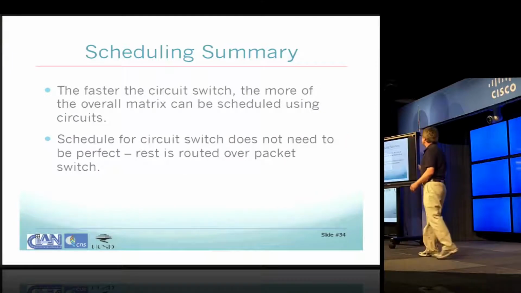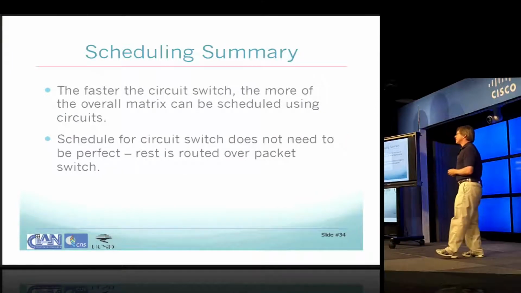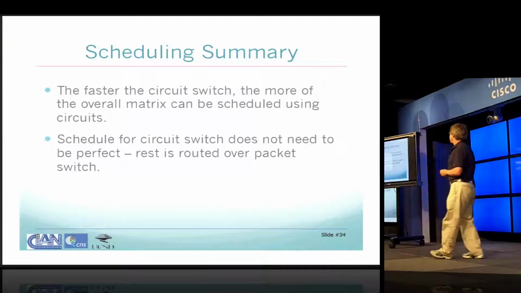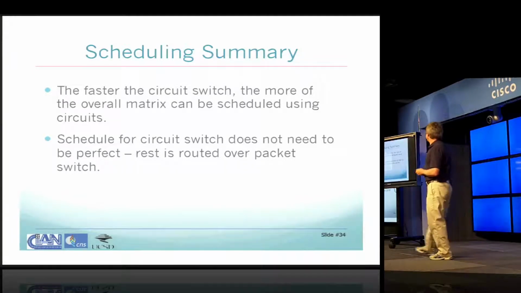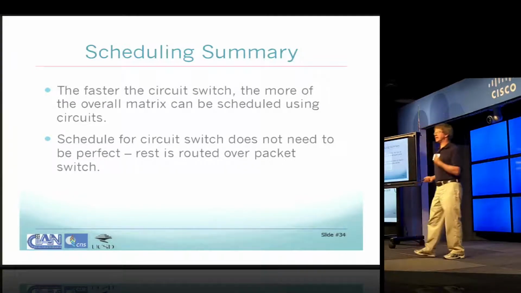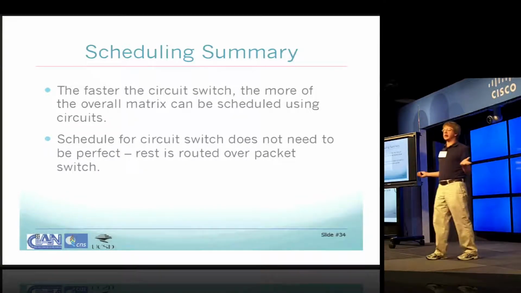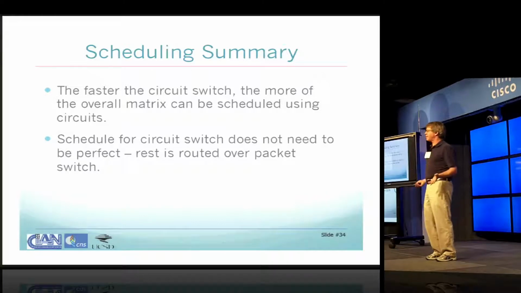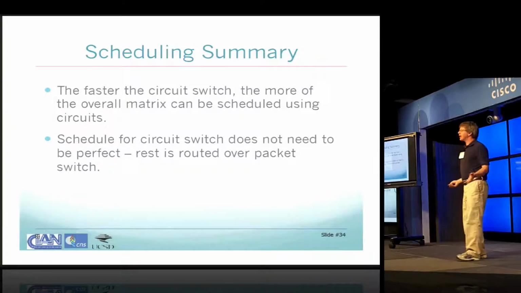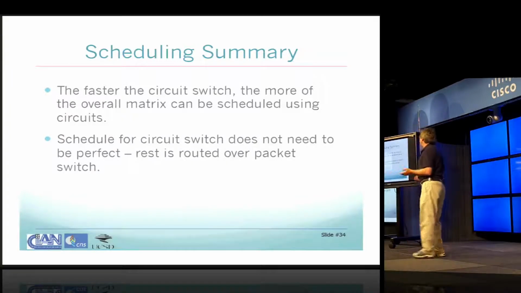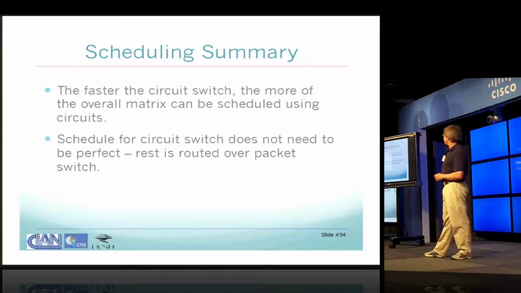Okay, so the scheduling summary: clearly the faster the circuit switch, the more of the overall matrix can be scheduled using circuits. The schedule for the circuit switch does not need to be perfect, and this is a key insight for hybrid networking. Most people say, oh, it's NP-hard, you can't do it. I'm not solving the NP-hard problem because I'm not getting a full schedule. I'm getting a partial schedule. So the schedule for the circuit switch does not need to be perfect. The rest is routed over the packet switch.